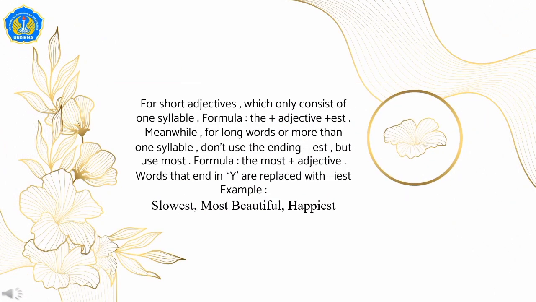For short adjectives, which only consist of one syllable, the formula is the plus adjective plus est. Meanwhile, for long words of more than one syllable, don't use the ending est, but use the most. The formula is the most plus adjective. And words that end in y are replaced with iest. Example like slowest, most beautiful, and happiest.